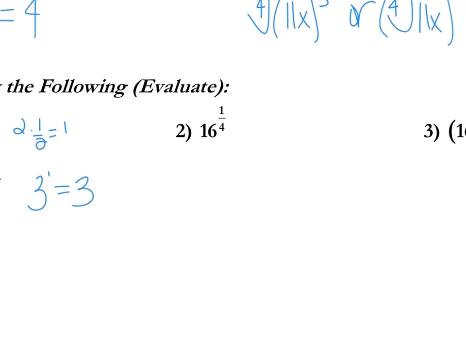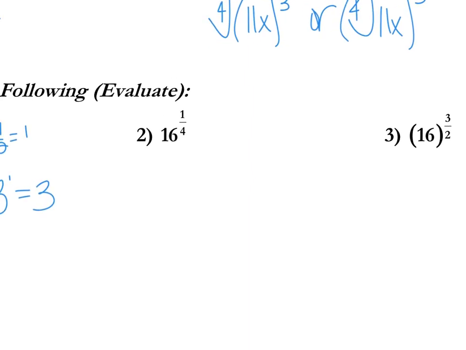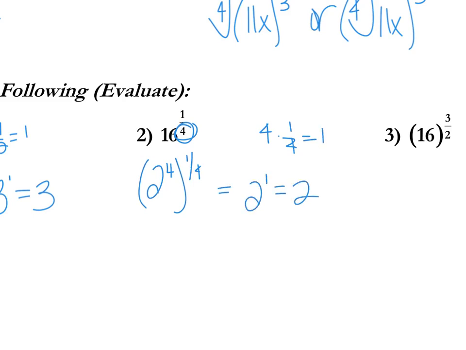All right, example 2, same thing. Yes, I know 16 is the same thing as 4 to the second, but if you do that, you're going to have more work to do. But look at the base of the fractional exponent. Can I rewrite 16 as a power of 2? Which I can. 2 to the 4th, to the 1/4. So power to a power, you multiply the exponents. That's going to be 2 to the 1st, which is just 2. Okay. All right, 2 more to go.